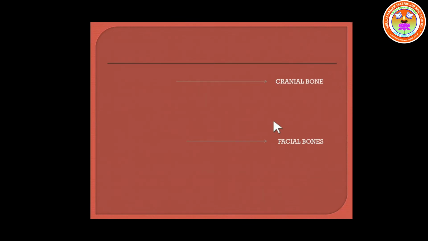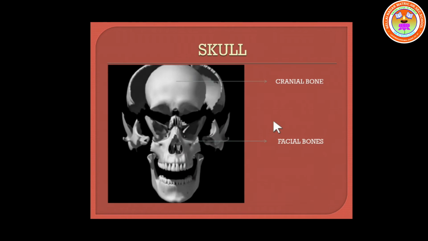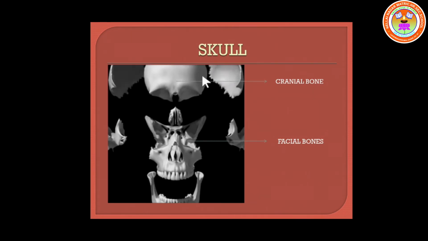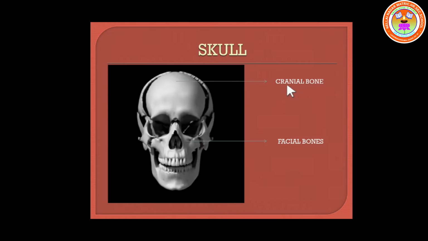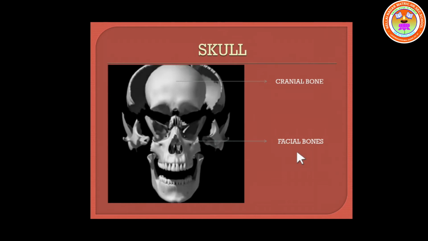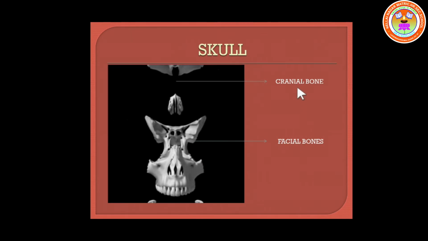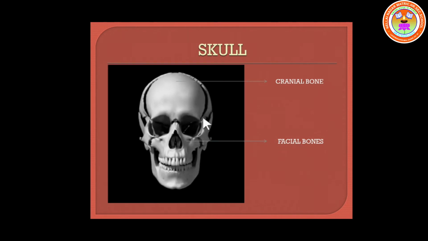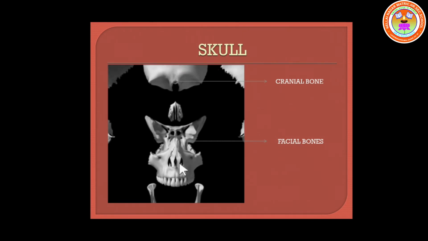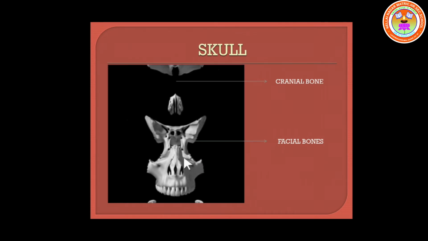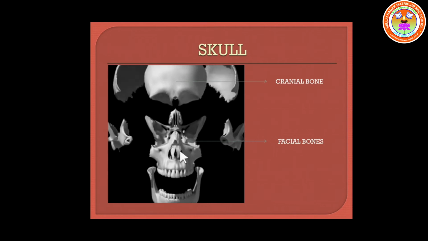Now we will see about the skull. What is the skull made up of? The skull is made up of the cranial bones and the facial bones. It protects the brain and the facial structures.